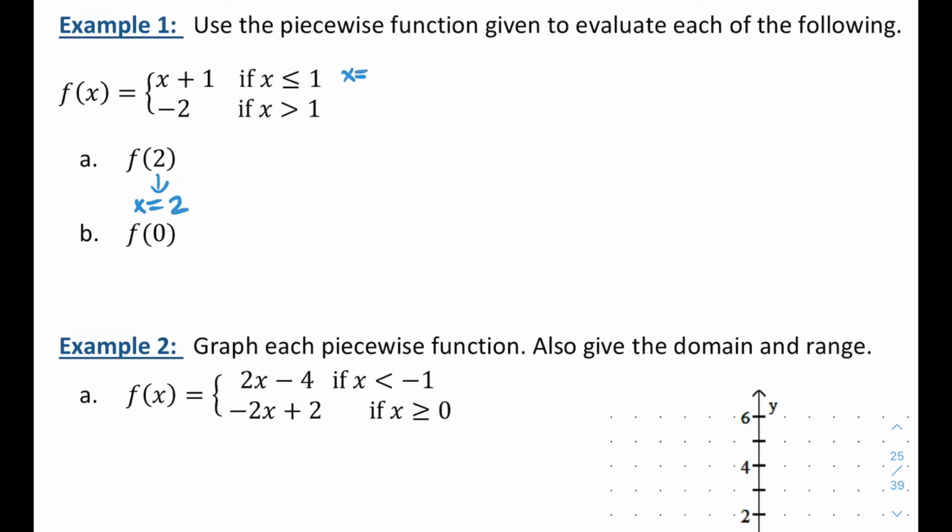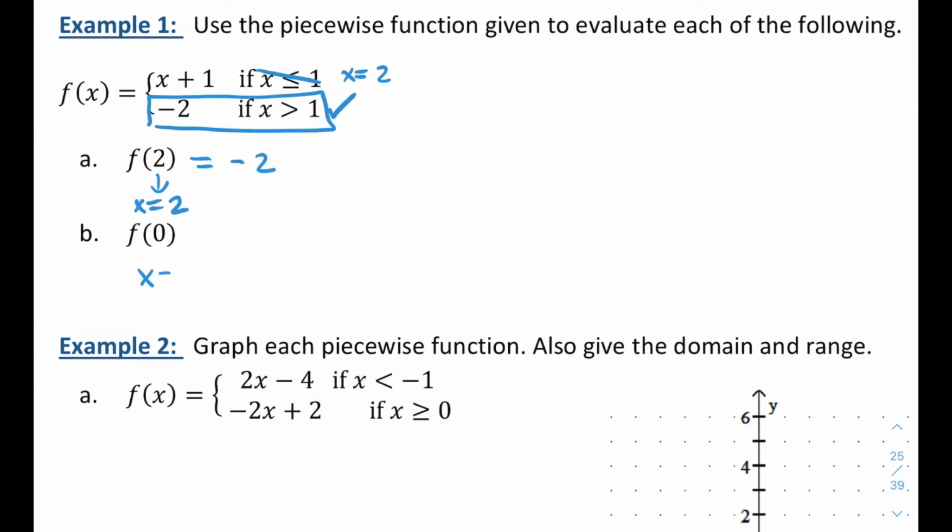My x equals 2 does not make my first inequality true because 2 is not less than or equal to 1, so I'm not going to use that piece. But 2 is greater than 1, so I'll use my second piece, which just gives me out -2, no matter what x value I'm plugging in.